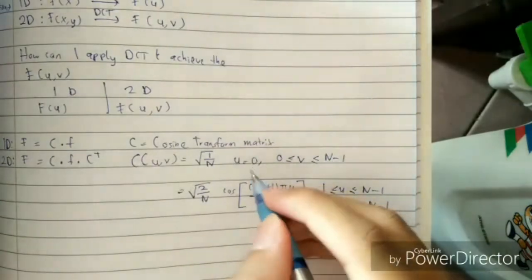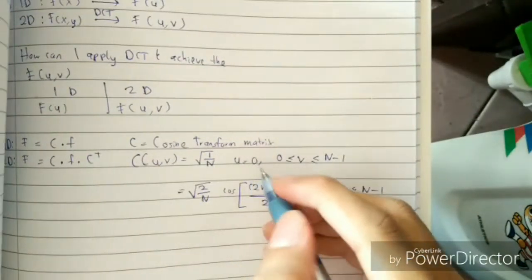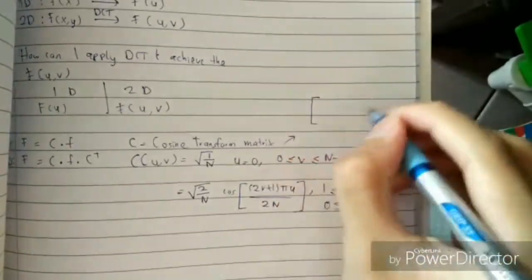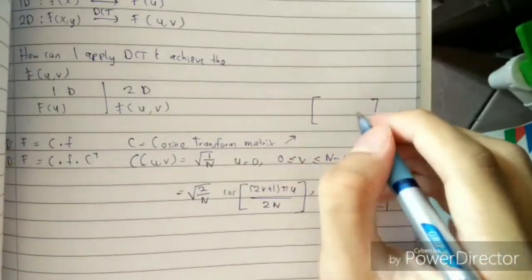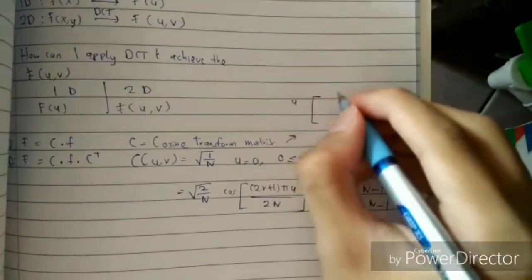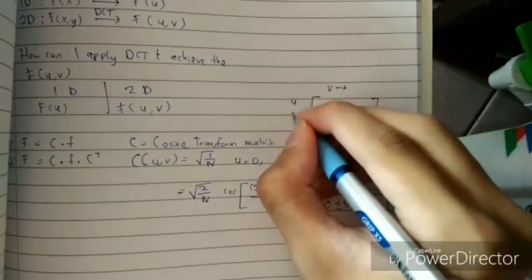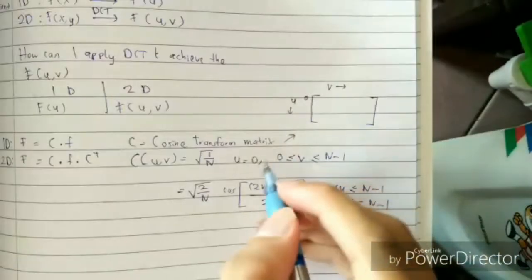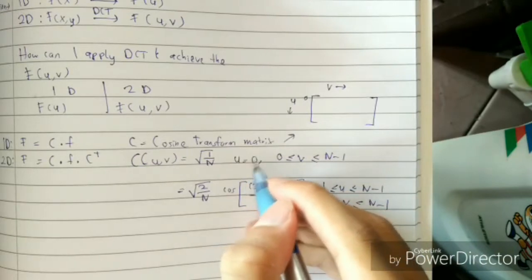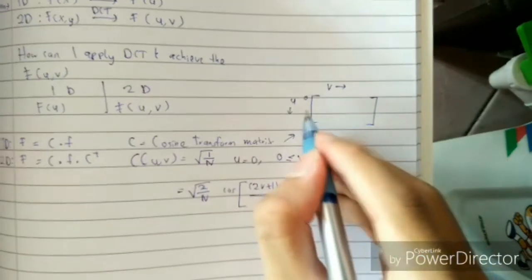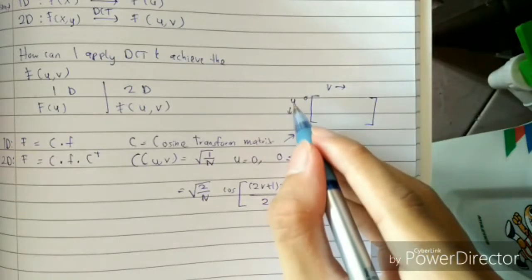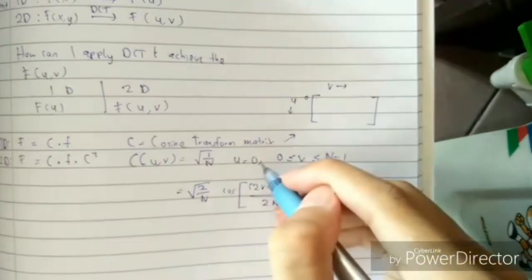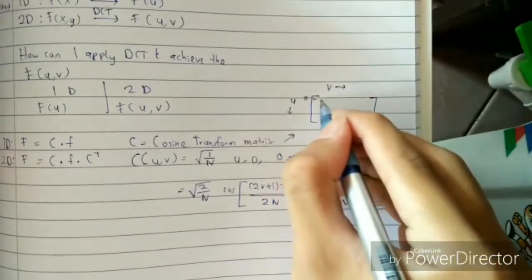Okay, when u equal to 0 means the first row of the matrix, for example this matrix. For u is this and v is this, it starts with 0. When we talk about u equal to 0, it refers to the first row. That means, for example, for the matrix, u is down and v is to the side. Okay, for the first row, when u equal to 0, it is the first row.